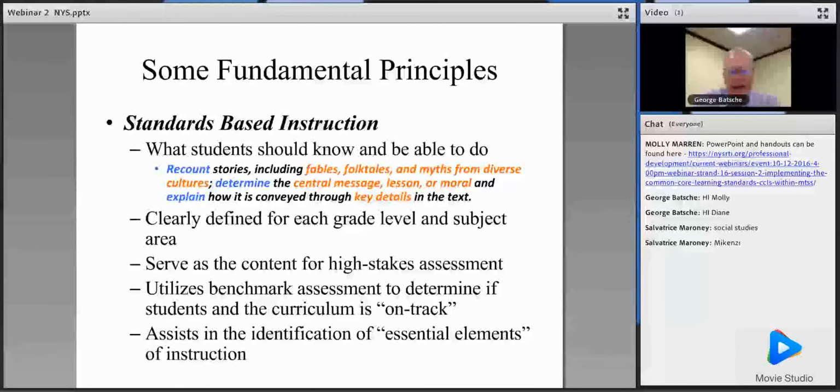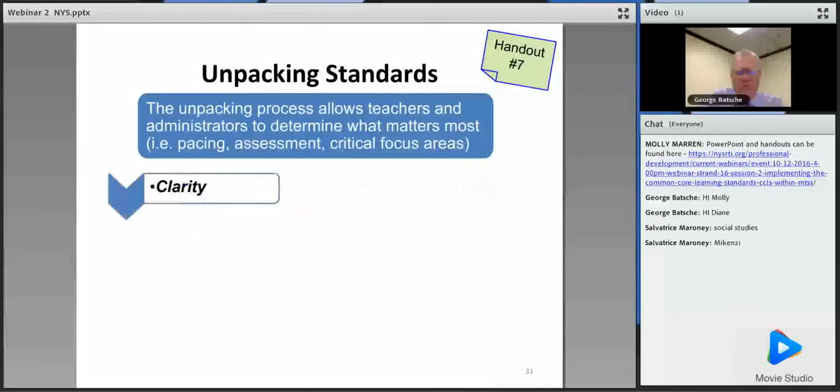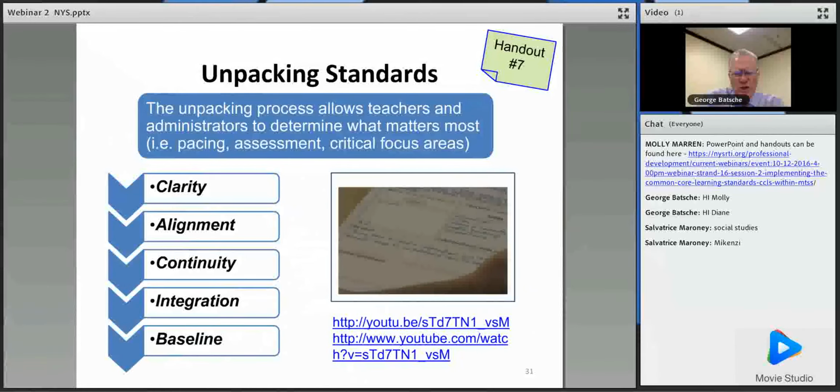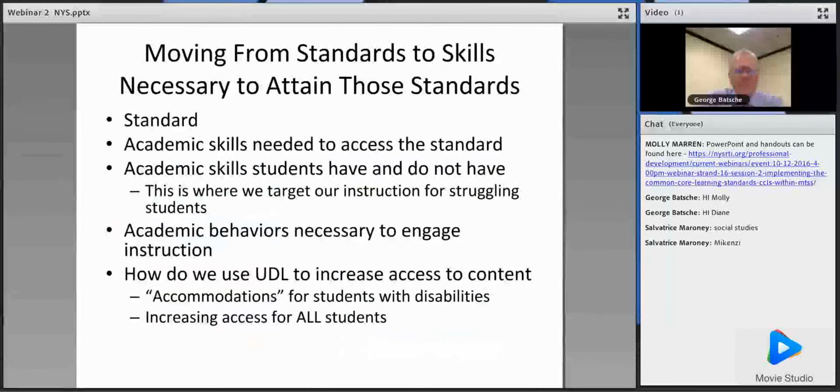So as we're doing lesson planning around the standards, I may jump back and forth here. We had a video for you that explained what I just explained, but it's a YouTube video, and we couldn't get it to embed, so we're just skipping it. You can go to that YouTube URL and see it on your own. So how do we move from standards to skills? And then how do we integrate the skills with the behavior? So we have the standard, academic skills needed to access the standard.